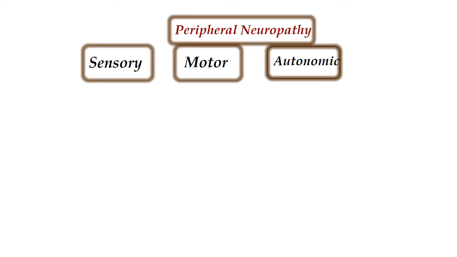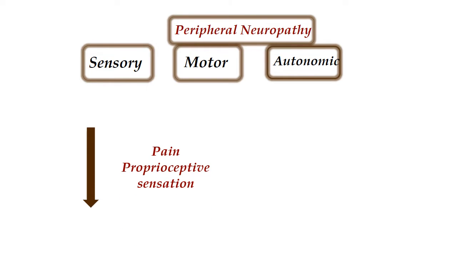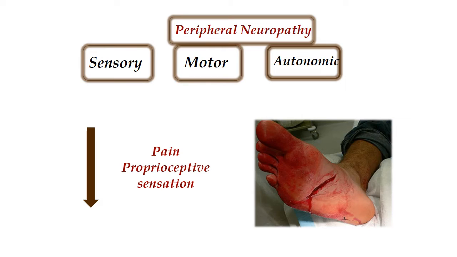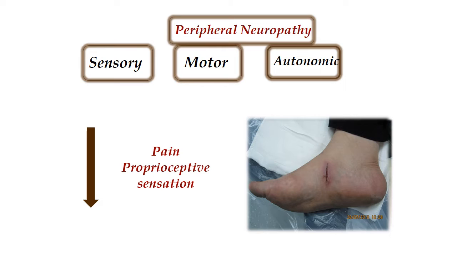First, peripheral neuropathy. First is sensory neuropathy. The diabetic patient is more liable to have decreased pain and proprioceptive sensation. So loss of this pain and proprioceptive sensation will lead the patient to have more injuries. This is a picture of a patient who has an injury in his foot, and he didn't recognize it until he just discovered he had blood on his foot. This is another injured patient, and he didn't feel anything, just discovered this injury.